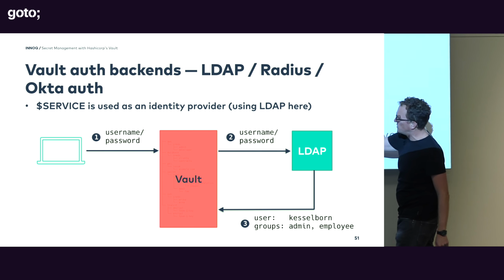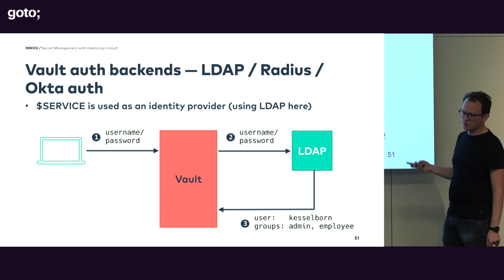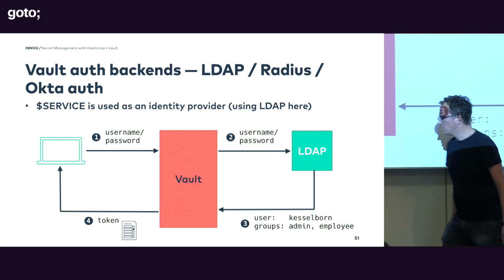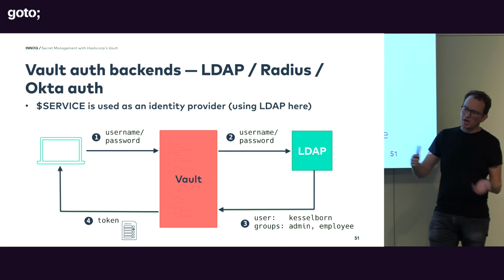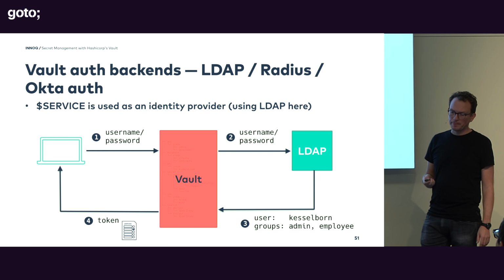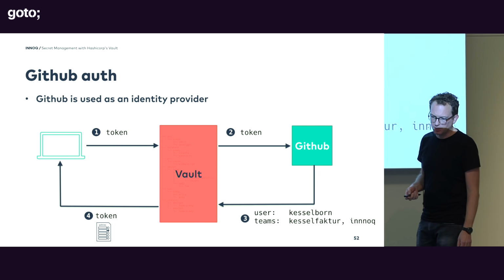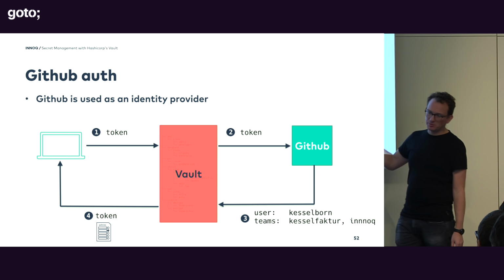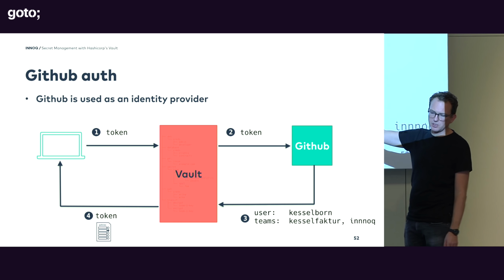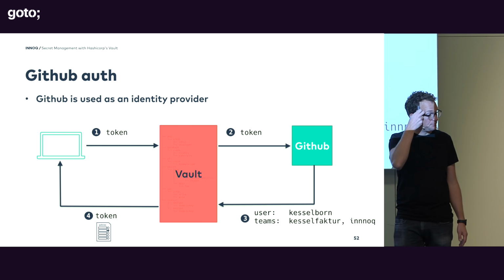response contains, first of all, the user and the groups the user is part of. And depending on these two pieces of information, Vault will create a token with those policies applied to it. So it could be, if I'm user Kesselborn, I will get the policy admin because I'm an administrator of Vault. And then I can use the token to talk to the Vault API. The same, if you live in GitHub, if you have user management in GitHub, you can do this. It's basically the same. Instead of username and password, it's a token. Instead of groups, it's teams. But the strategy is the same.